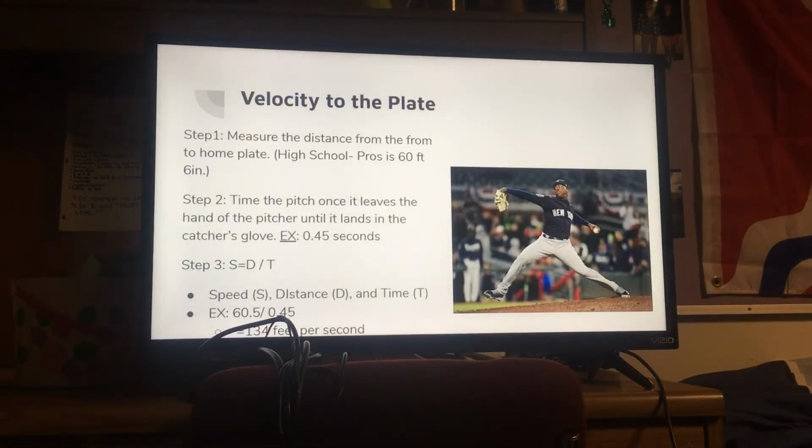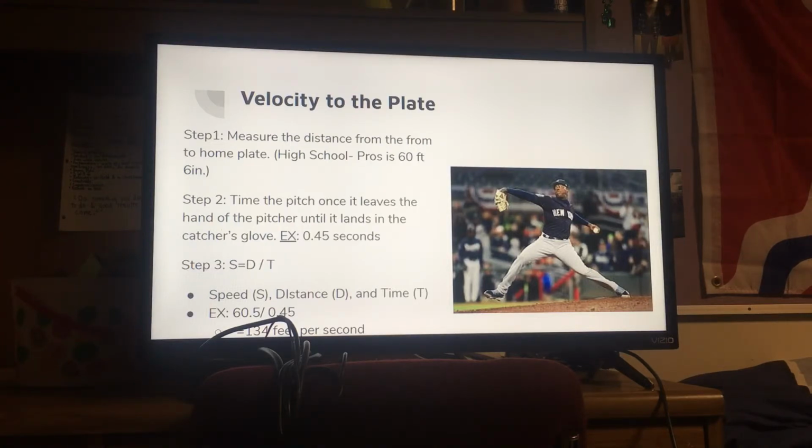Next is something that I was really looking forward to do when I came up with this idea to present on. This is the velocity to the plate, and this is how you're going to go about it. So step one, you measure the distance from the pitcher's mound to home plate. Like I said, high school to pros, it's 60 feet 6 inches.